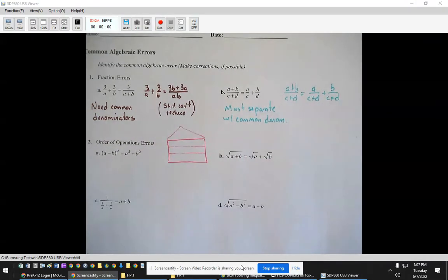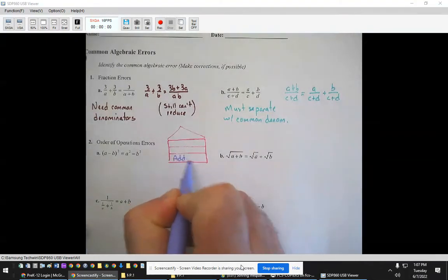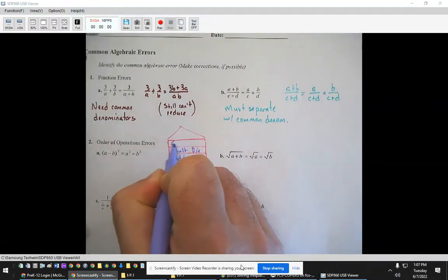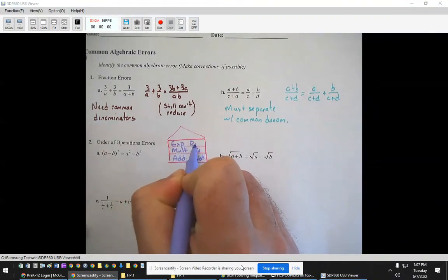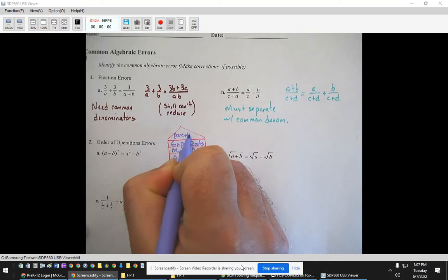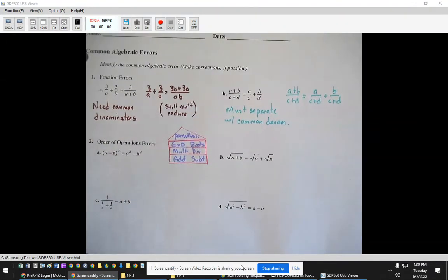So on the bottom floor of the house, we have addition and subtraction. Next floor up is multiplication and division. Next floor up is exponents and roots. And then at the top is parentheses. So the order of operations works from the top down.